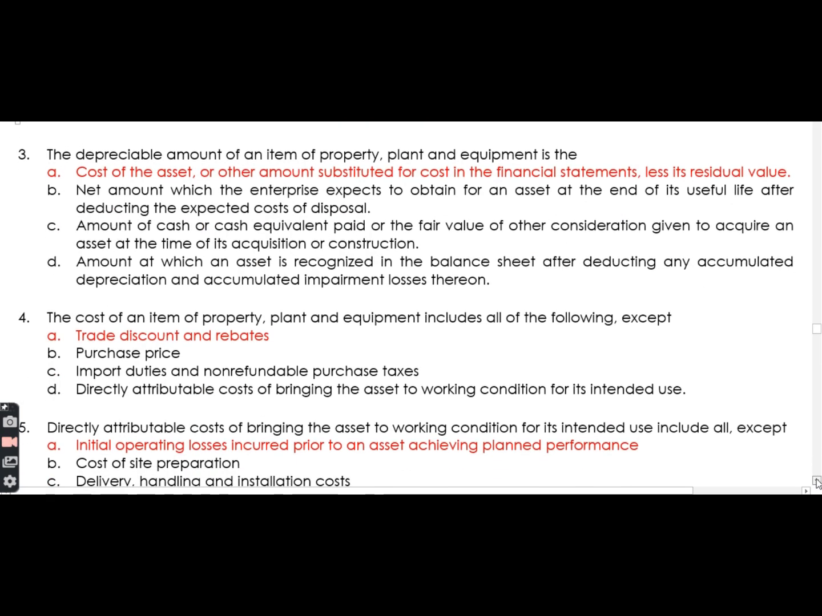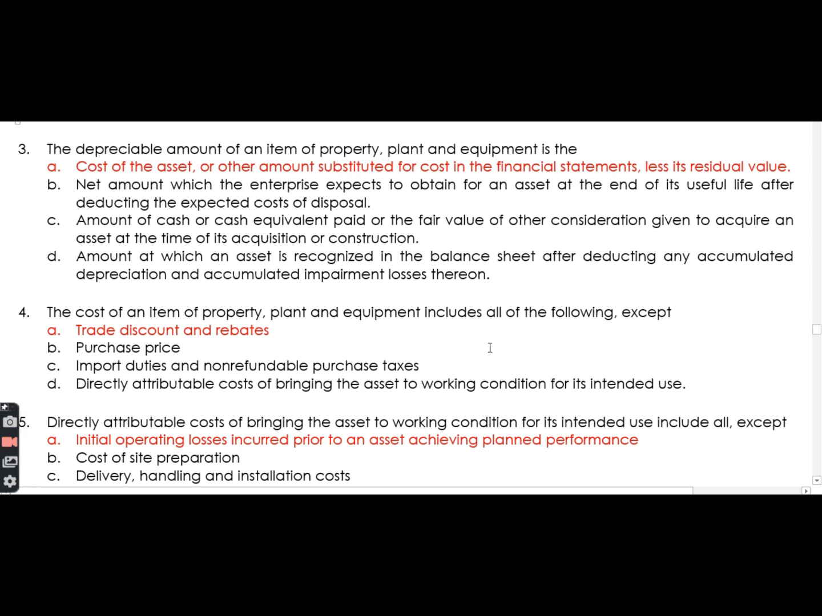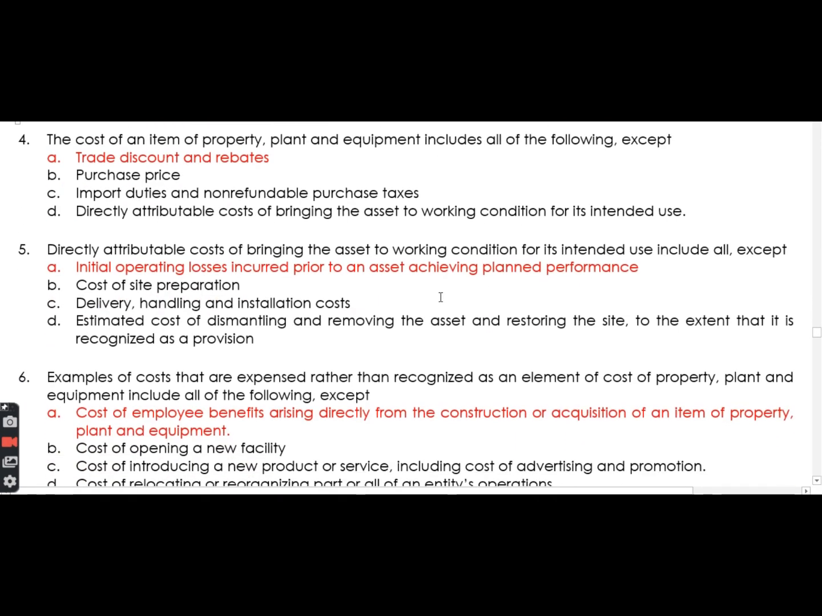Number 3. The depreciable amount of an item of property, plant, and equipment is the cost of the asset less the residual value. That is the depreciable amount. Generally yun, except for the double declining method, na ang depreciable amount ay yung mismong carrying amount na. So the answer for number 3 is letter A. Yan lang naman ang concept ng depreciable amount. Kunin mo yung cost, tapos ibawas natin yung residual value.